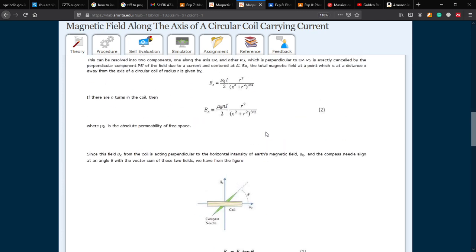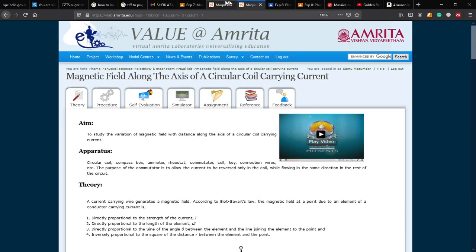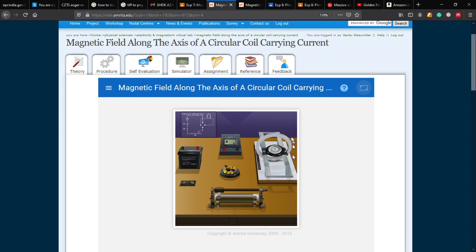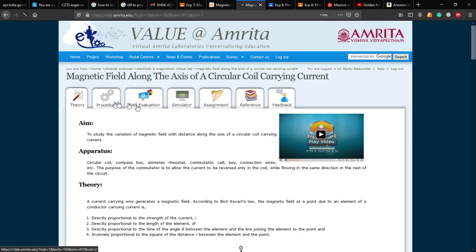Now let's go to the apparatus. We have this apparatus. This is the magnetic needle. This is the coil of n turns. This is the commutator, this is the ammeter, this is the rheostat, the key, and the battery. Let's go back to the procedure.